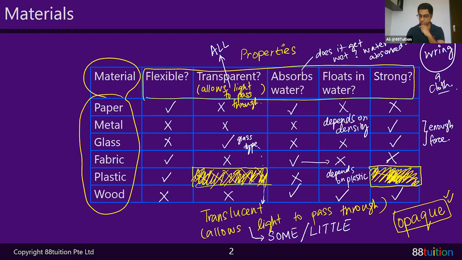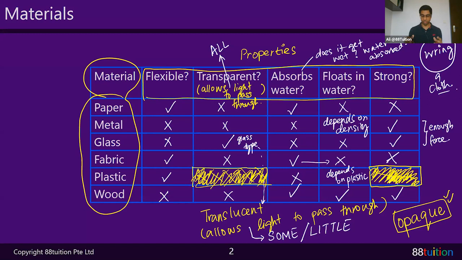Under strong, we can depend on the strength of the plastic. That's why in the questions, we always tell you, this material can only hold up to 4 kilograms, after that it will break. This material can only hold up to 1 kilogram, after that it will break. So that will determine the strength. So we actually have to base it on the material and the experiment as well. Every time you get a plastic, you have to test whether it's strong or not strong, whether it's transparent or not transparent. It's not a given, right?